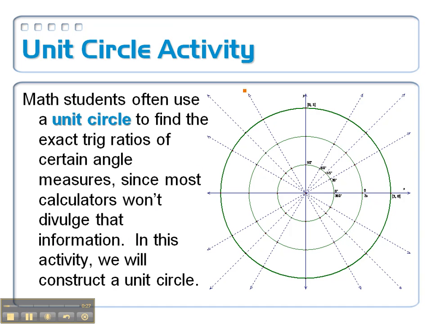If I were to put the cosine of 30 degrees in my calculator, all it would give me is 0.866 blah blah blah on until the end of the screen. But that's not the exact value. We can get that from this unit circle.